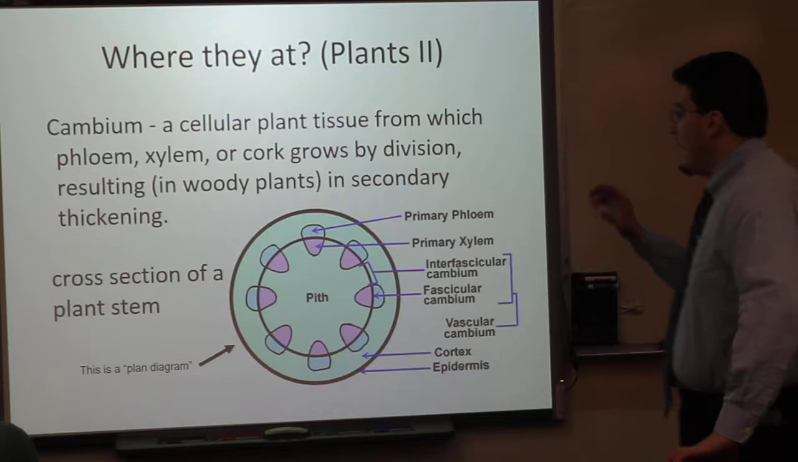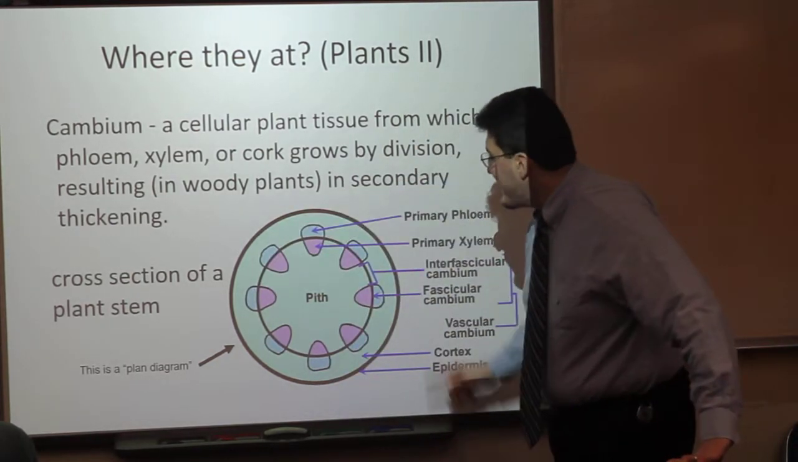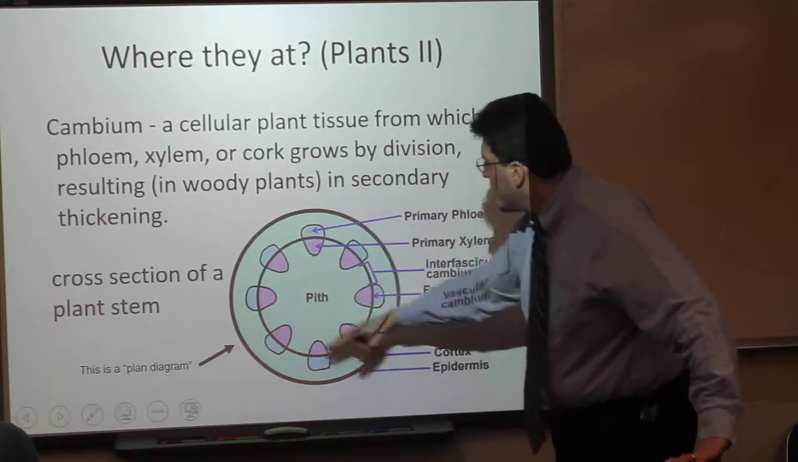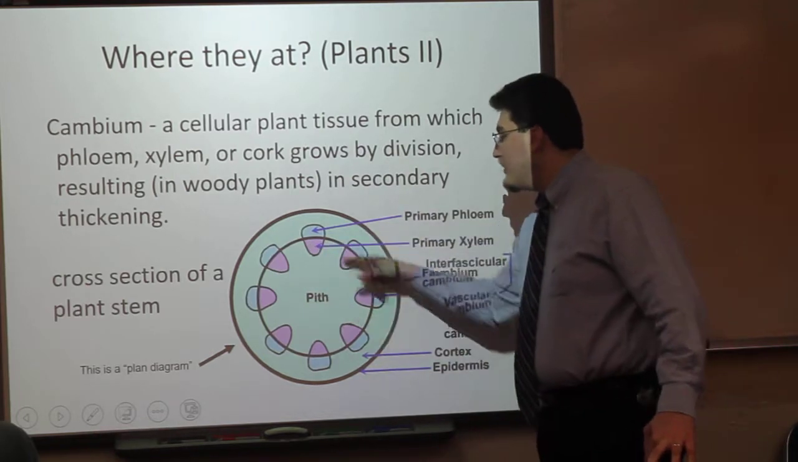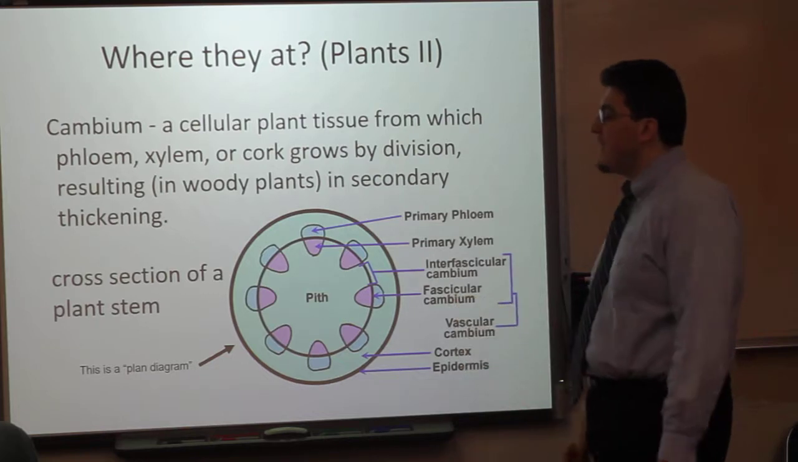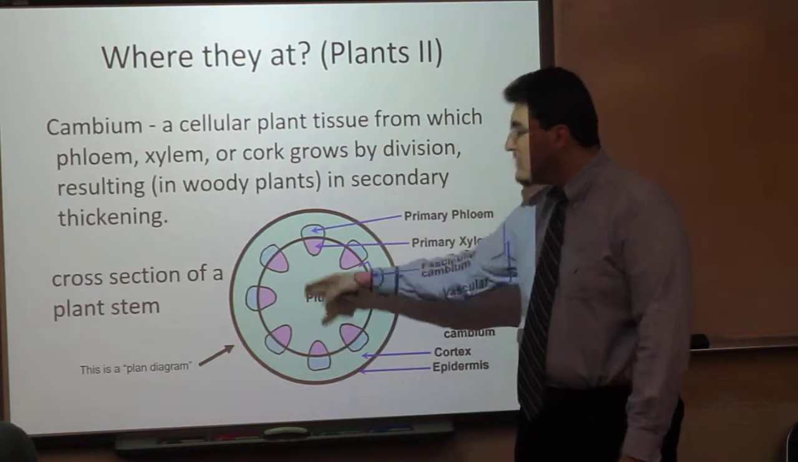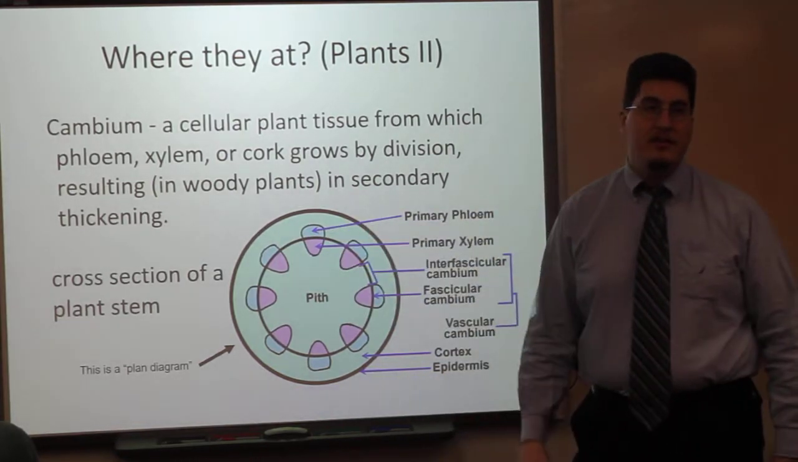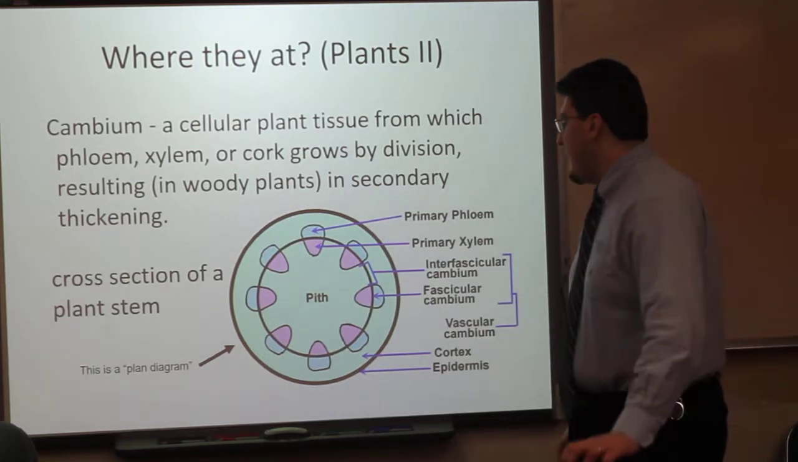Now, we have here our outer epidermis. We have our cortex. We have our primary phloem in these stations here. We have our primary xylem here. We have our pith here. Oh, by the way, it's also not an acceptable plan diagram because we have a word written into the picture. Unacceptable. Also, there are errors on the ends of these label lines. Unacceptable.